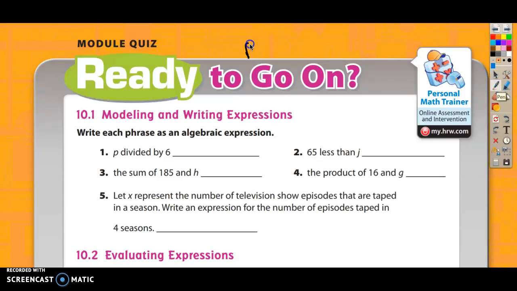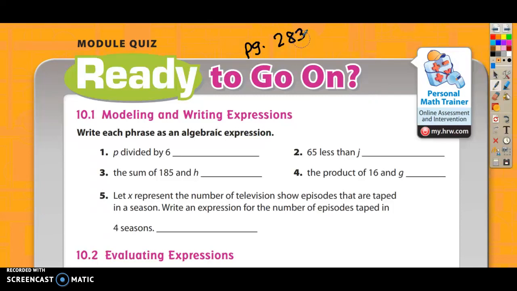This is page 283. And the purpose of this page is called Ready to Go On. We are getting ready for the Module 10 test. So this is the last two pages, this page and then 284, before you take the Module 10 test.